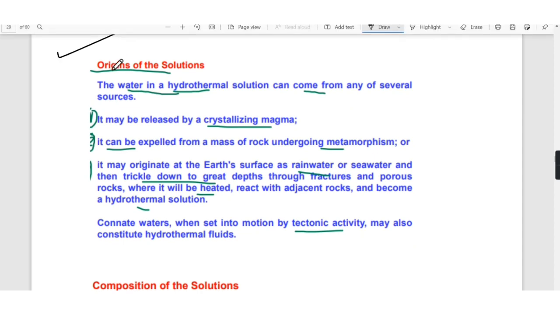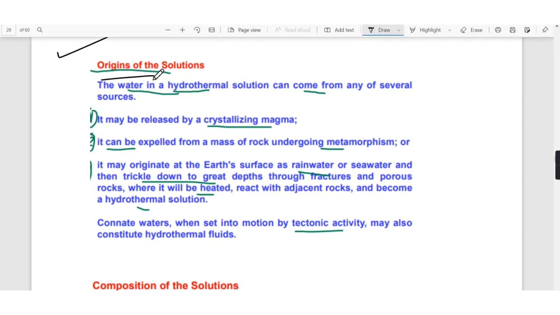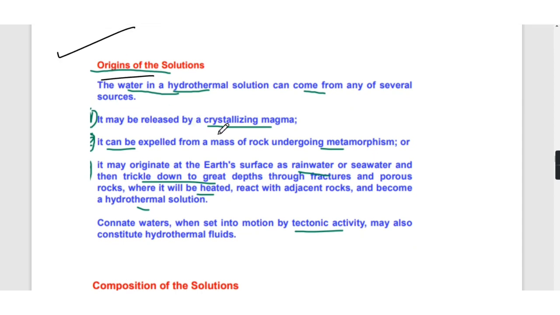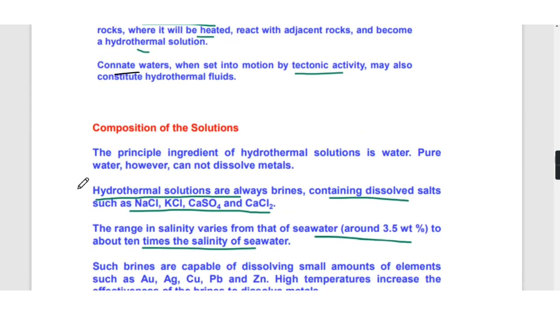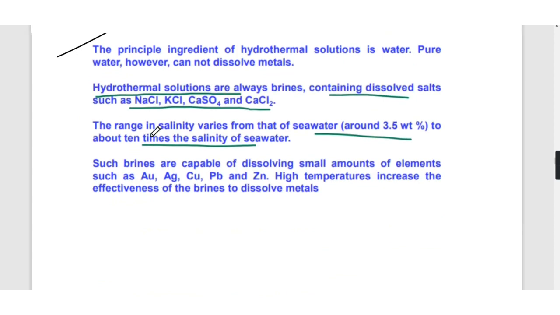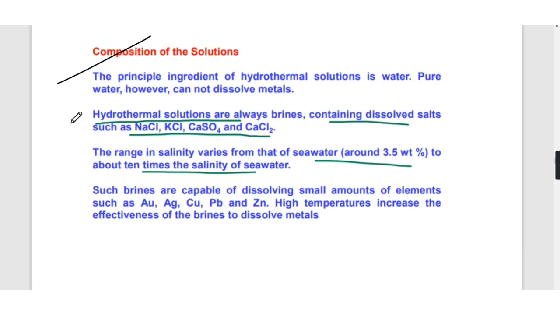So what is the origin of solution in the hydrothermal deposition of the minerals? It can be magma, or it can be metamorphism, or it can be rainwater or connate water. And the composition of solution: mainly the solution is in the form of brines. It means they contain some dissolved salt in it, like NaCl, KCl, calcium sulfate or calcium chloride. And the salinity ranges from 3 to 58%.